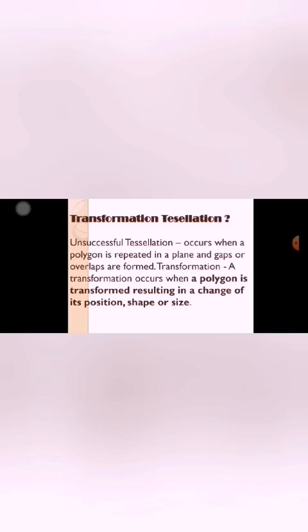Unsuccessful tessellation occurs when a polygon is repeated in a plane and gaps or overlaps are formed. Transformation. A transformation occurs when a polygon is transformed, resulting in a change of its position, shape, or size.